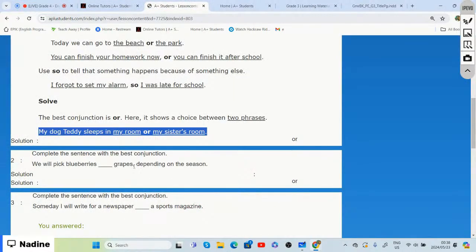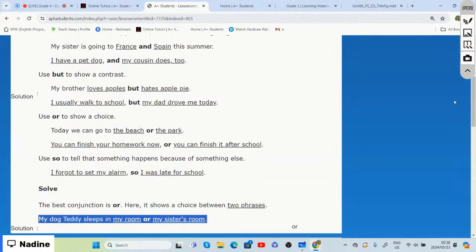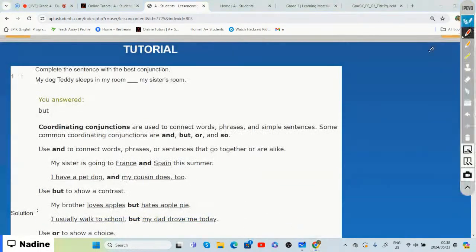So it is going to be or, right? So we will pick blueberries or grapes depending on the season. Because remember, you have a choice. Depending on the specific season, you're going to pick blueberries if they are in season or grapes if they are in season. Now we're going to our test.